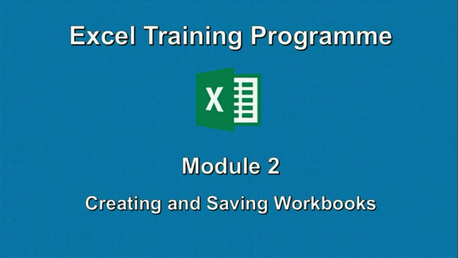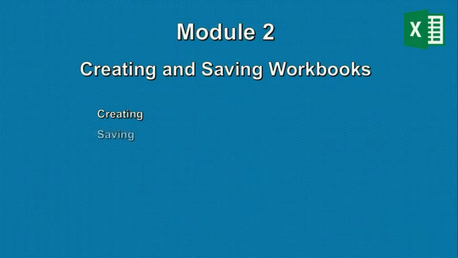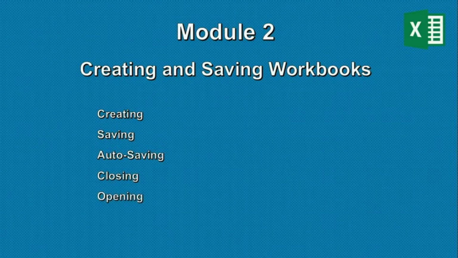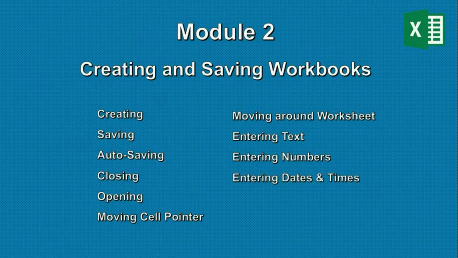This is module 2, creating and saving workbooks. We're going to look at creating a workbook, how to save it. We'll have a look at auto-saving, how to close a workbook, how to open one, how to move the cell pointer within a workbook, how to move around a worksheet itself, how to enter text and numbers and dates and times, and we'll have a look at the zoom tool.